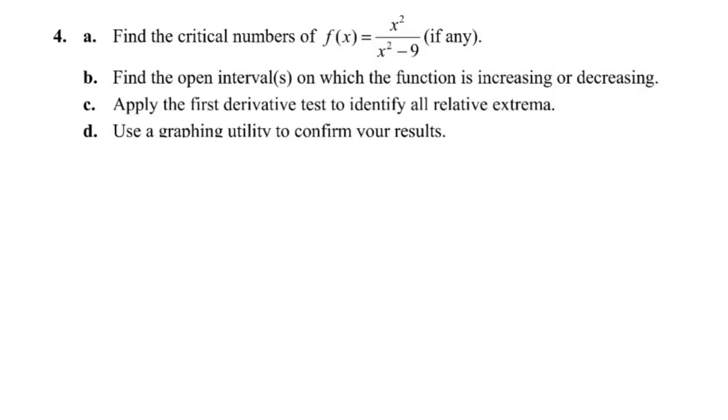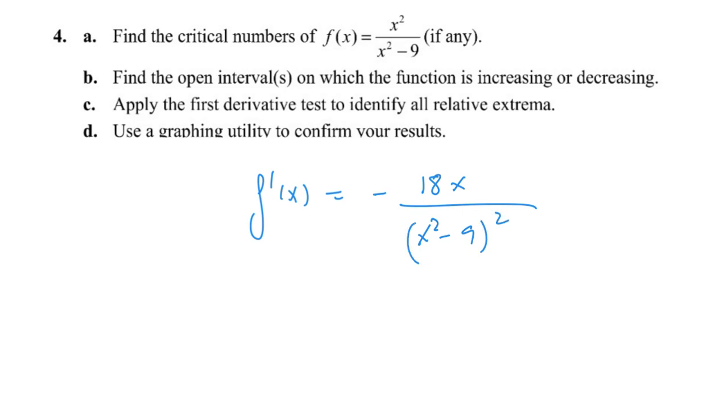Okay, next problem. The next problem says find the critical points, if any, of this function. So this problem, let's do it. I'm going to do it very, very fast. We find the derivative. I'm not going to explain how to find the derivative because you should know how to find the derivative. So the derivative f prime of x is the derivative of the quotient. You apply the quotient rule, and if you do the derivative, you will find that this is minus 18x divided by x squared minus 9, squared.